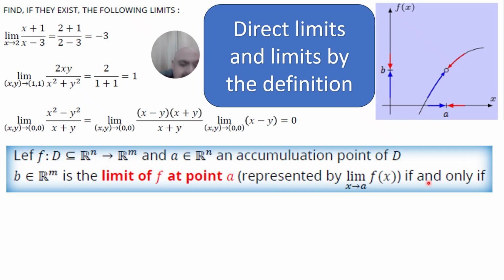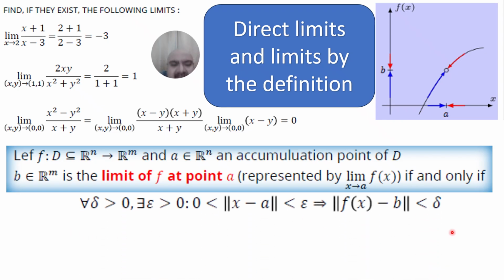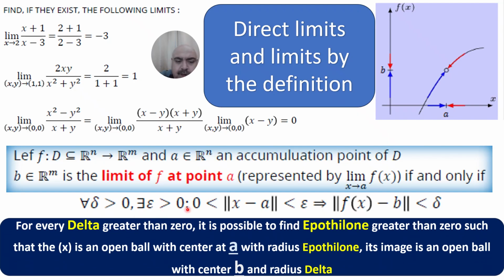This is very important. This slide is very important for you. And this is when this happens. So that's the complete definition of the limit. It is beautifully written. It is stating that if you have a function and your independent variable is approaching A, the function by itself will approach B if and only if for every delta greater than 0, there exists epsilon greater than 0 such that the open ball of x with center A and radius epsilon will lead to the image of your function, the open ball centered at B, having radius equal to delta.